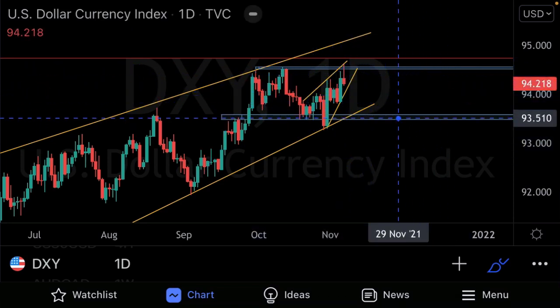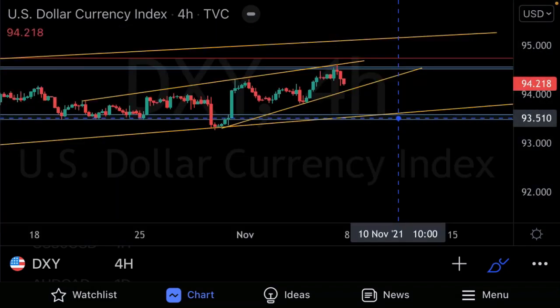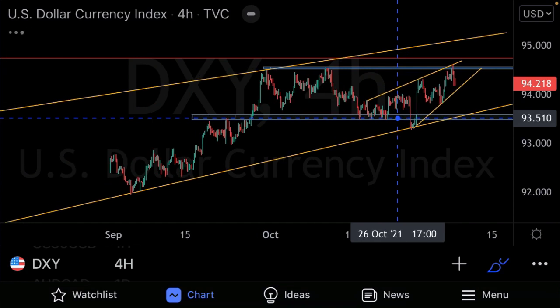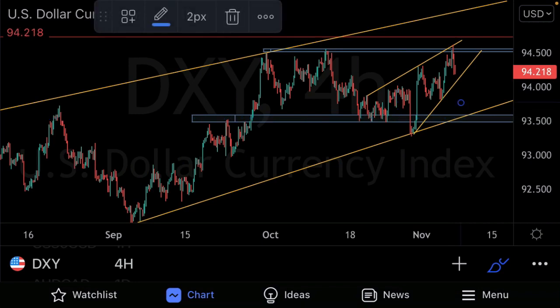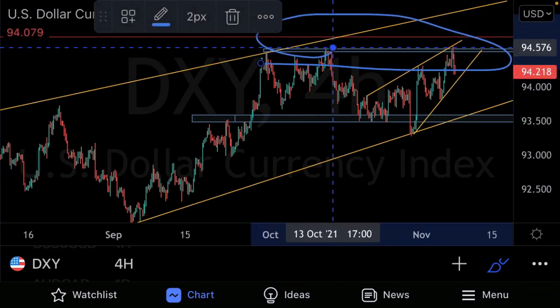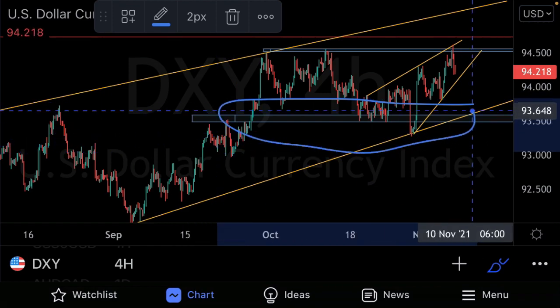What we can do about this range is treat it exactly like what it is. So when we go down onto the 4-hour, we'll obviously observe some nature in the price action. We're treating this range exactly like what it is: selling probabilities from the high of the range and buying probabilities from the low of this range.